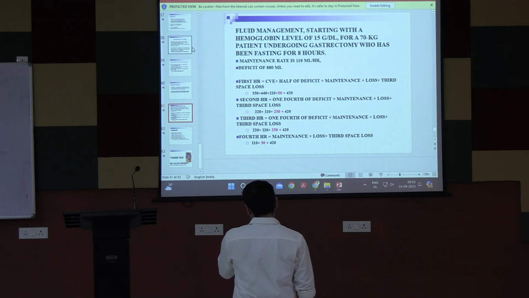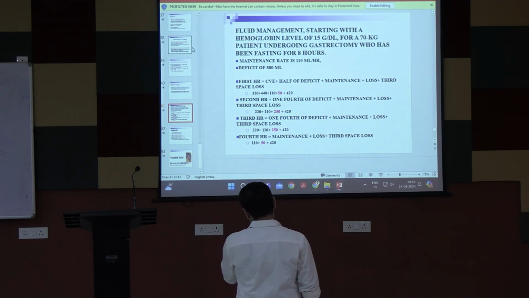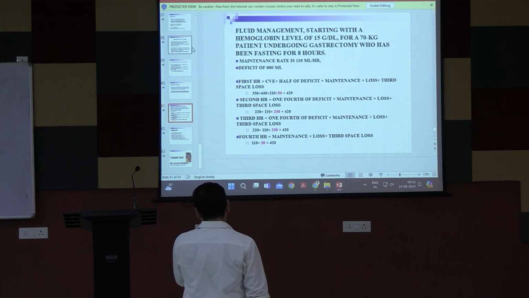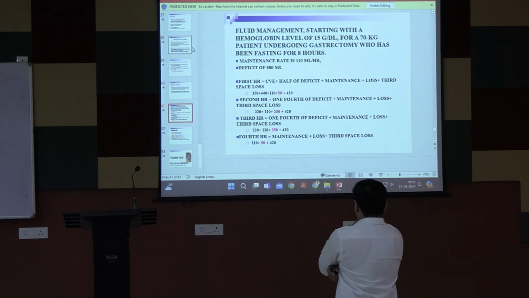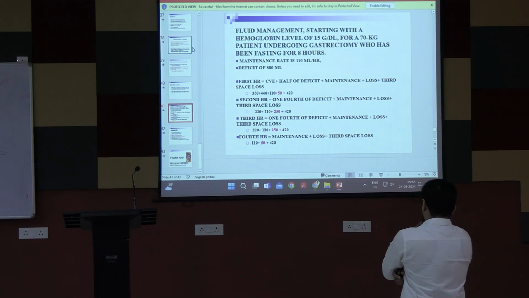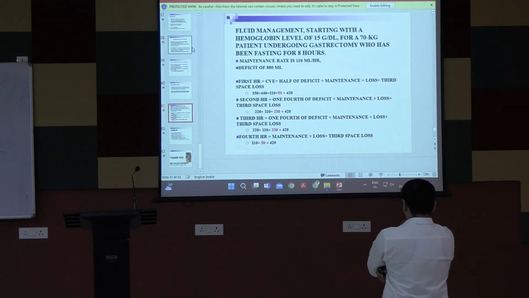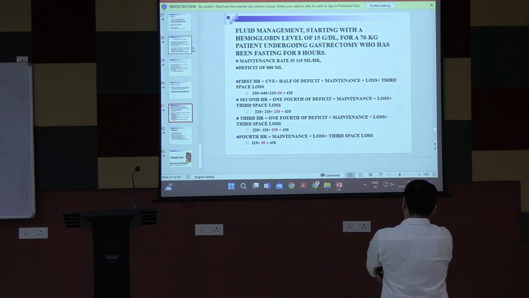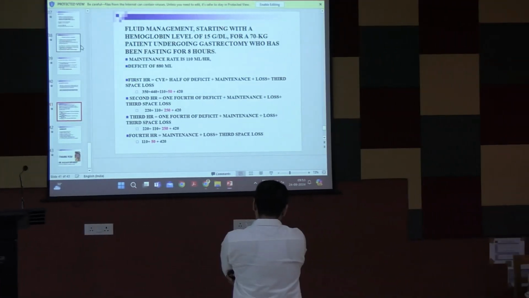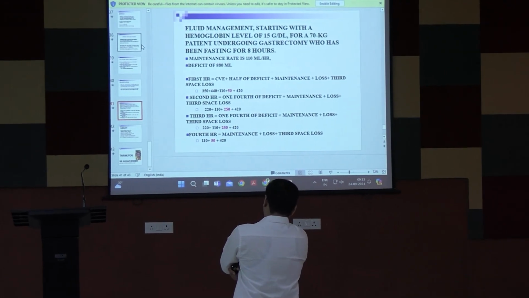Fluid management, starting with a hemoglobin level of 50 gram per dl, for a 70 kg patient undergoing gastrectomy who has been fasting for 8 hours. First hour: half of the deficit, 880 by 2, 440, maintenance 110, blood loss 350 ml, and third space loss is 4 to 5 ml per kg per hour, then 420.